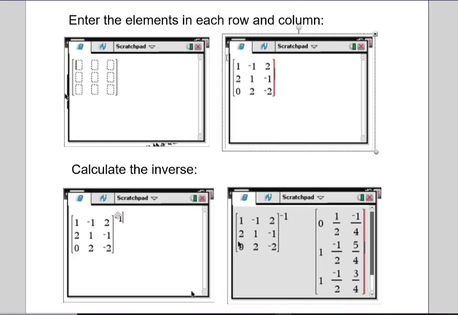So using that up arrow and the -1 for the inverse, then pressing enter, it's going to tell me what my inverse is here.